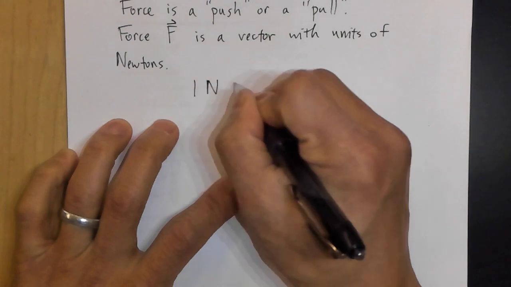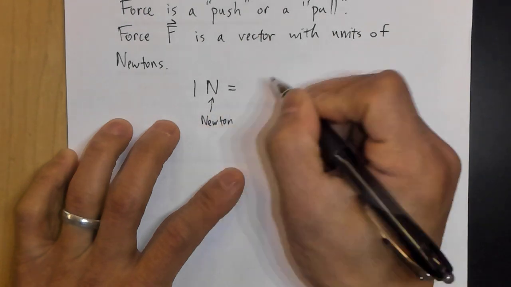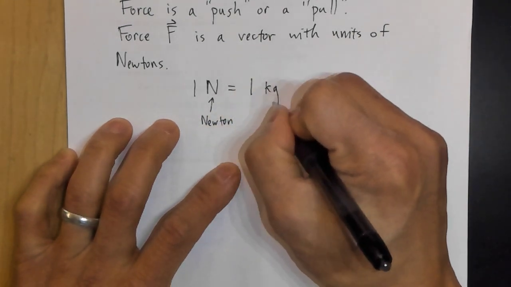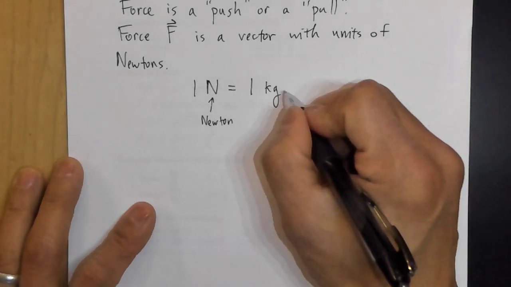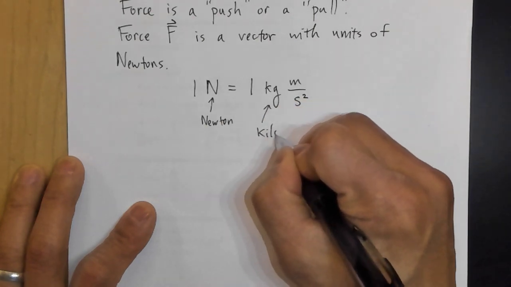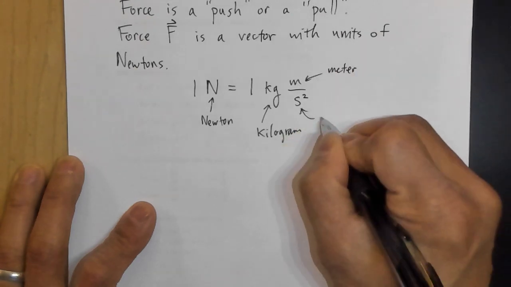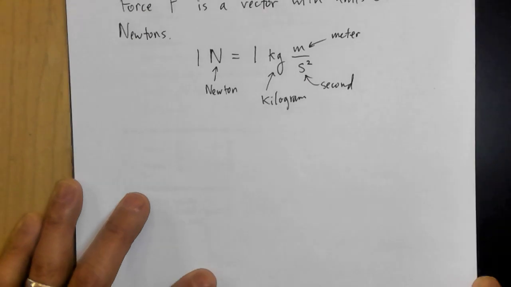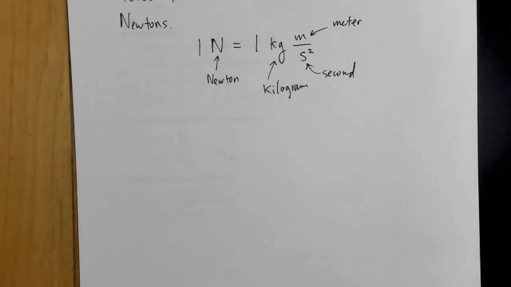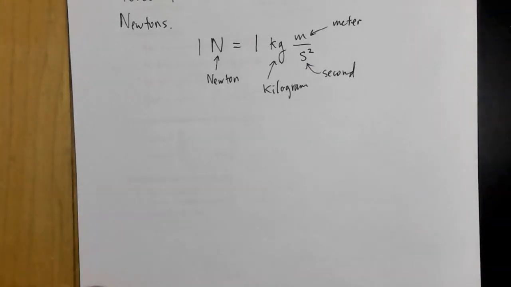So 1 Newton is equal to 1 kilogram times meters divided by seconds squared. So this is our kilograms. This is meter. There's a square on the seconds in the denominator. That's the definition of the Newton. And the reason why it's a little complicated will be clear in the lecture in about 5 minutes from now. The next thing we'll talk about is what's called the net force.